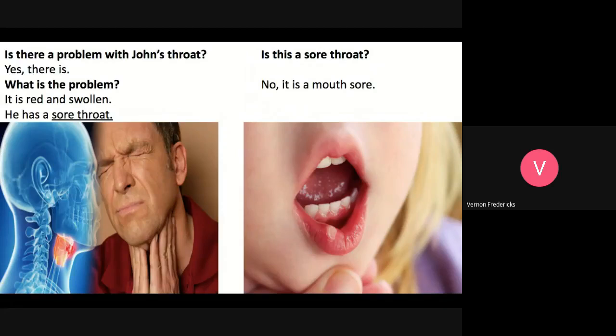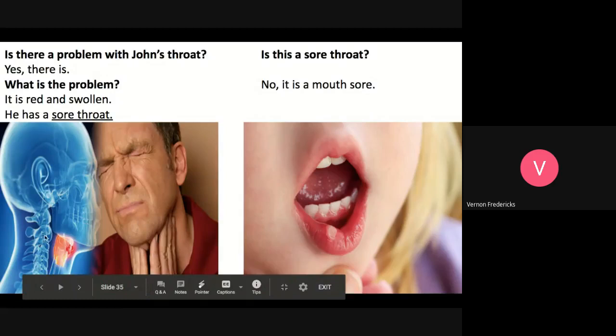Sore throat is the vocab word. Okay. Question picture A. Is there a problem with John's throat? Yes, there is. What is the problem? It is red and swollen. He has a sore throat. Yes, if you look at the picture here of the x-ray, he has a sore throat.